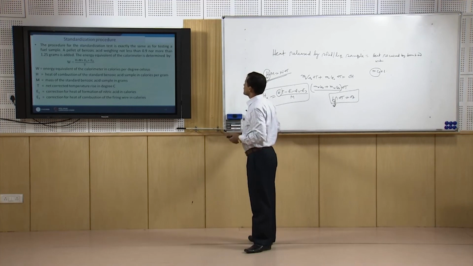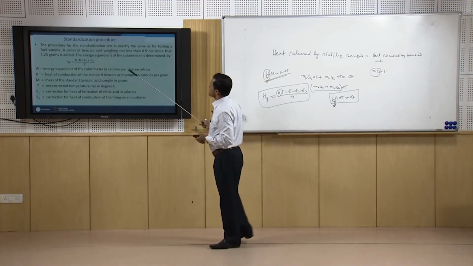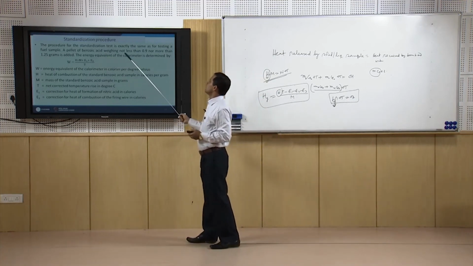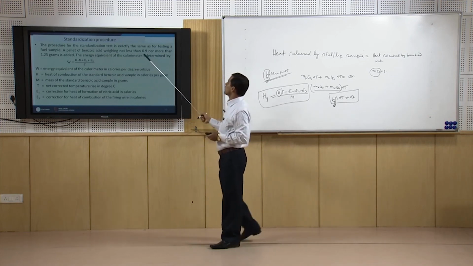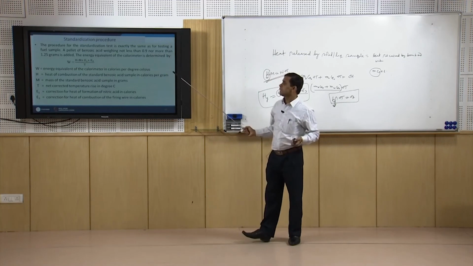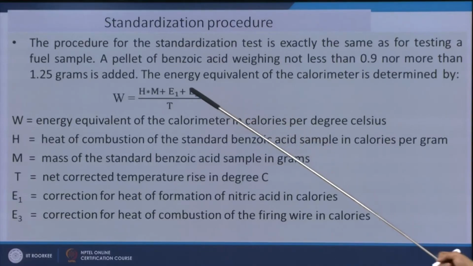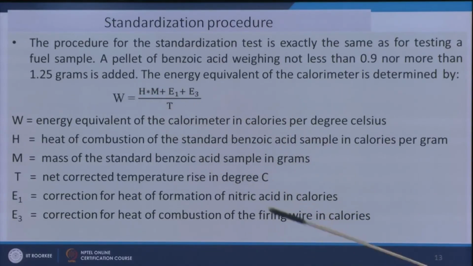For example, say here benzoic acid is used. So, a pellet of benzoic acid not less than 0.9 or not higher than 1.25 gram is used, and in that case what we will get? W is equal to H into M plus E1 plus E3 by T. So, same formula if we like this.